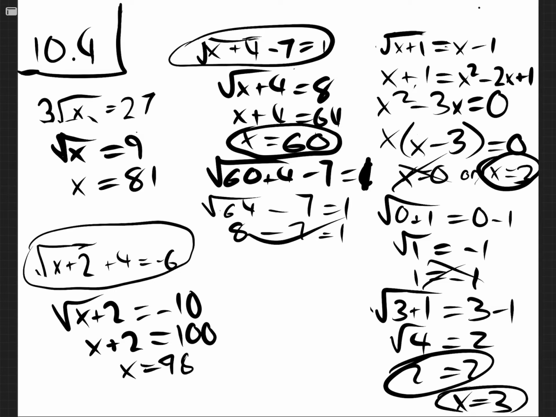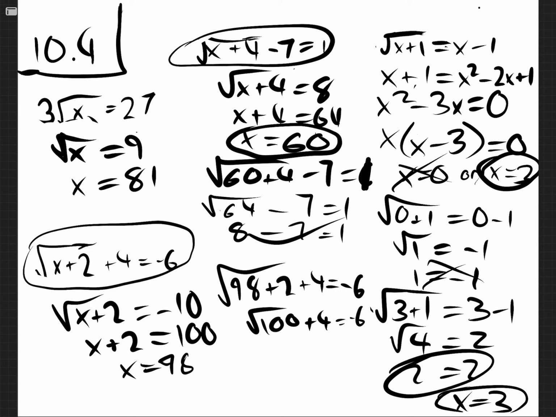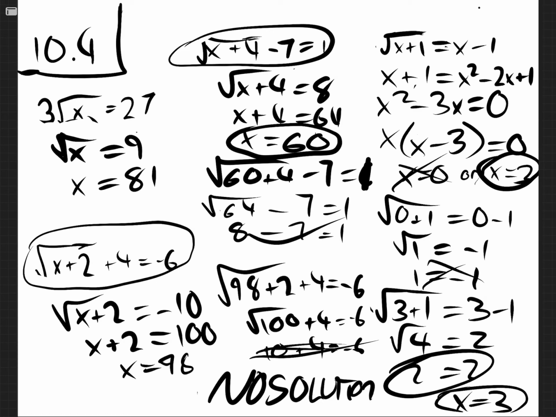But now we have to check the answer. And let's see if there's any problems. So we have square root of 98 plus 2 plus 4 equals negative 6. So square root 100 plus 4 equals negative 6. 10 plus 4 equals negative 6, which is untrue. That's not correct. Meaning this actually has no solution. And that is because the square root was equivalent to a negative number, which can't happen normally, so there was no solution, and that's our answer.